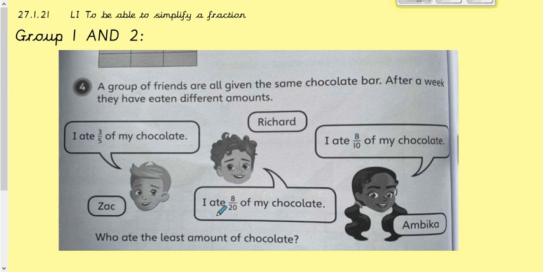So we need to make all the denominators 20 because that's the bigger one. It's just normally easier to make them all the bigger one. So 8/10 would have become 16/20 because you're timesing it by 2. And 3/5 you would have had to times by 4 to get 20 as your denominator. That should have been 12/20. So therefore, Richard ate the least amount of chocolate and Ambika ate the most.